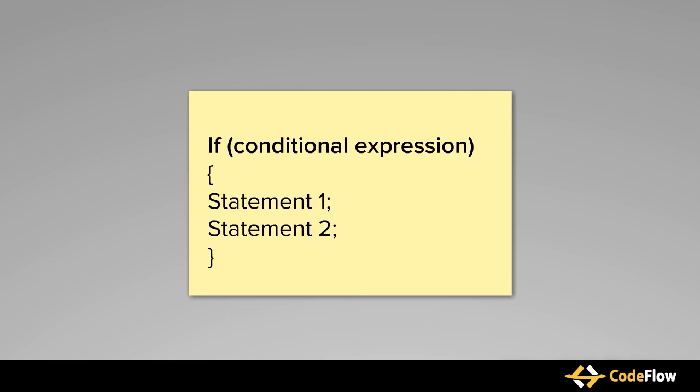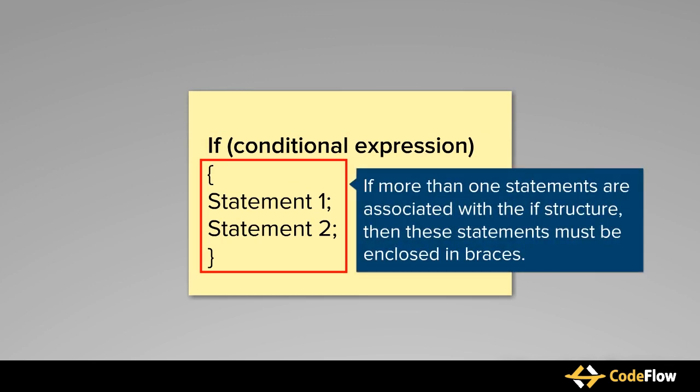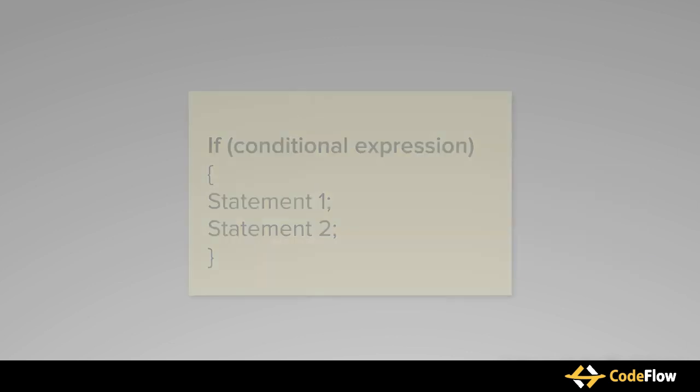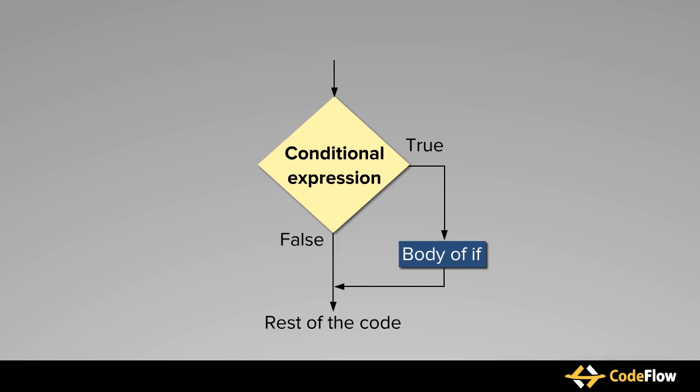Otherwise, it is ignored. We need to remember two important points about syntax of independent if statement. The first one is that we must enclose the conditional expression in the parentheses. The second one is that if more than one statement is associated with the if structure, then we must enclose these statements in braces. The flow of if construct can be illustrated with the help of a figure like this. It is clear from the figure that when conditional expression evaluates to true, then only the body of the if statement is executed, else the body of the if statement is ignored and rest of the code is executed.